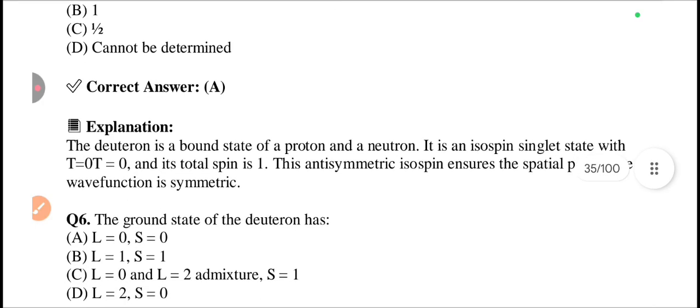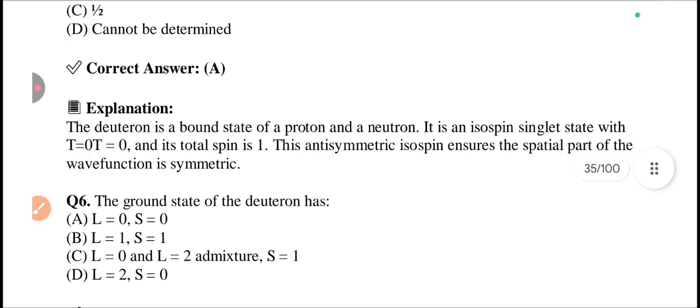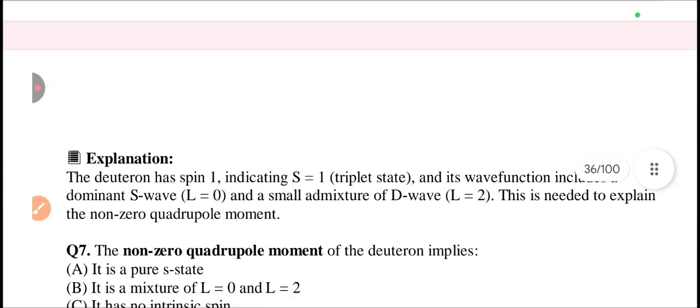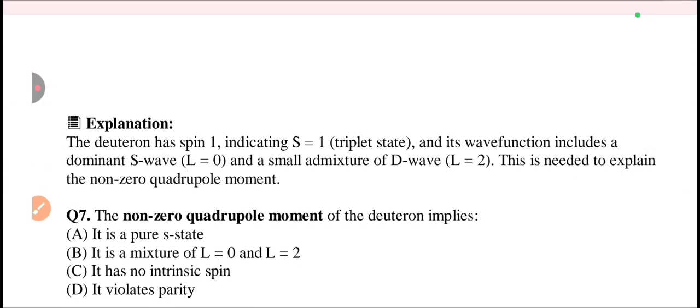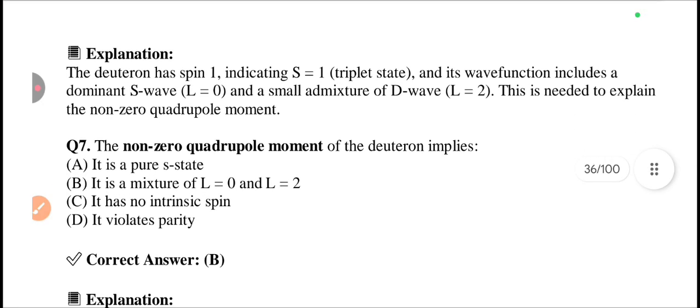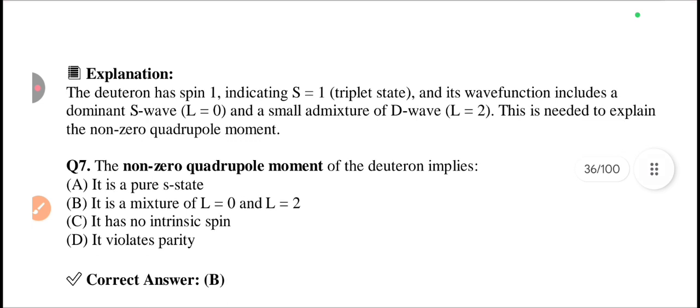Ground state of the deuteron has, this is an important question. You can see the example, admixture of states L equals 0 and L equals 2. Non-zero quadrupole moment of the deuteron implies its admixture. Questions number 6 and 7 are related and they were asked many times in the exams.